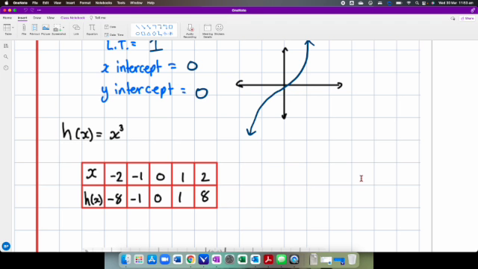What's going to happen if we do negative f of x now? What's going to happen to all these if I make it negative f of x? Yeah, their signs are all going to change. Anything that's negative is going to become positive, and anything that was positive will become negative.